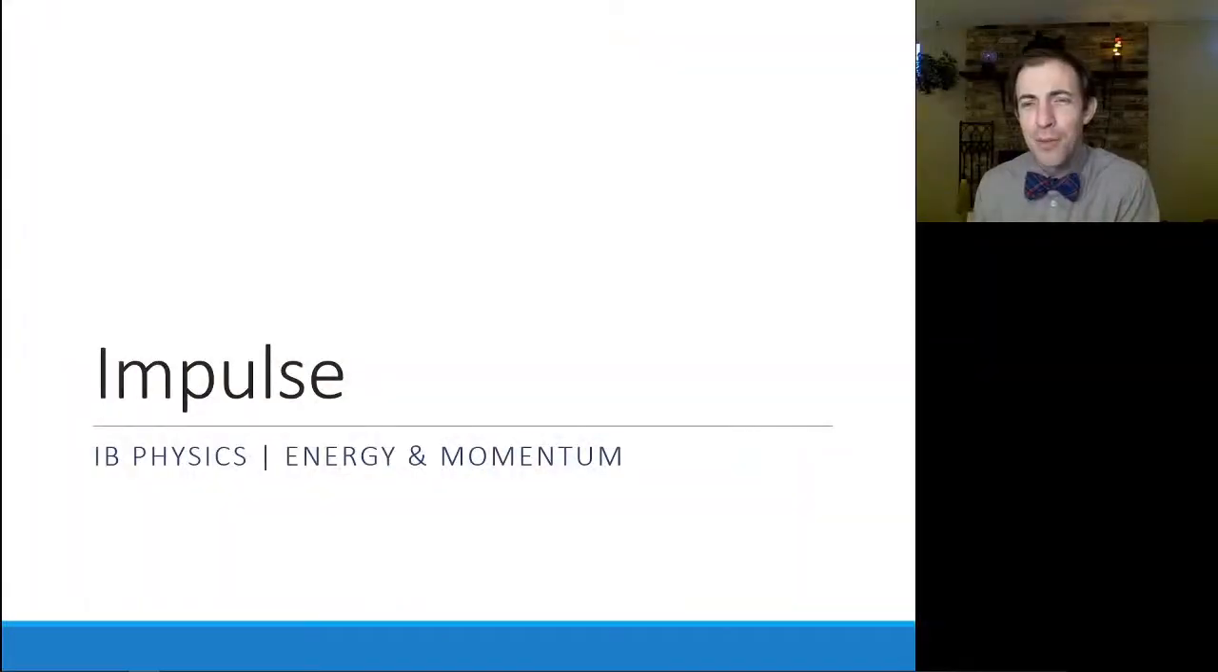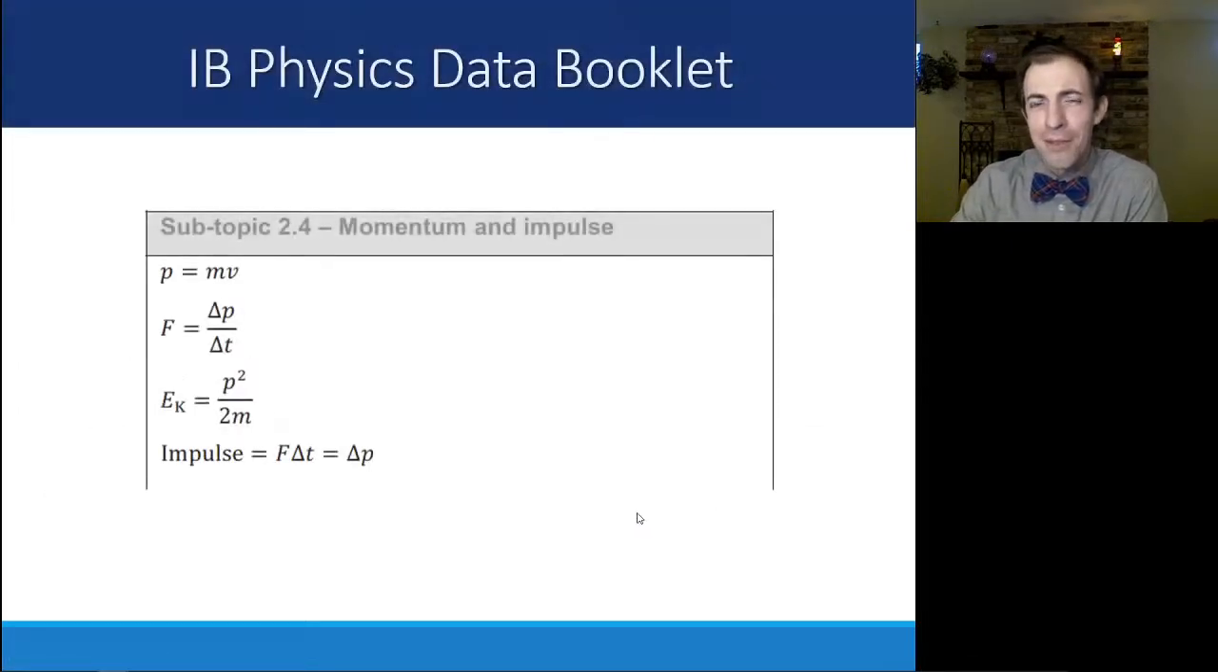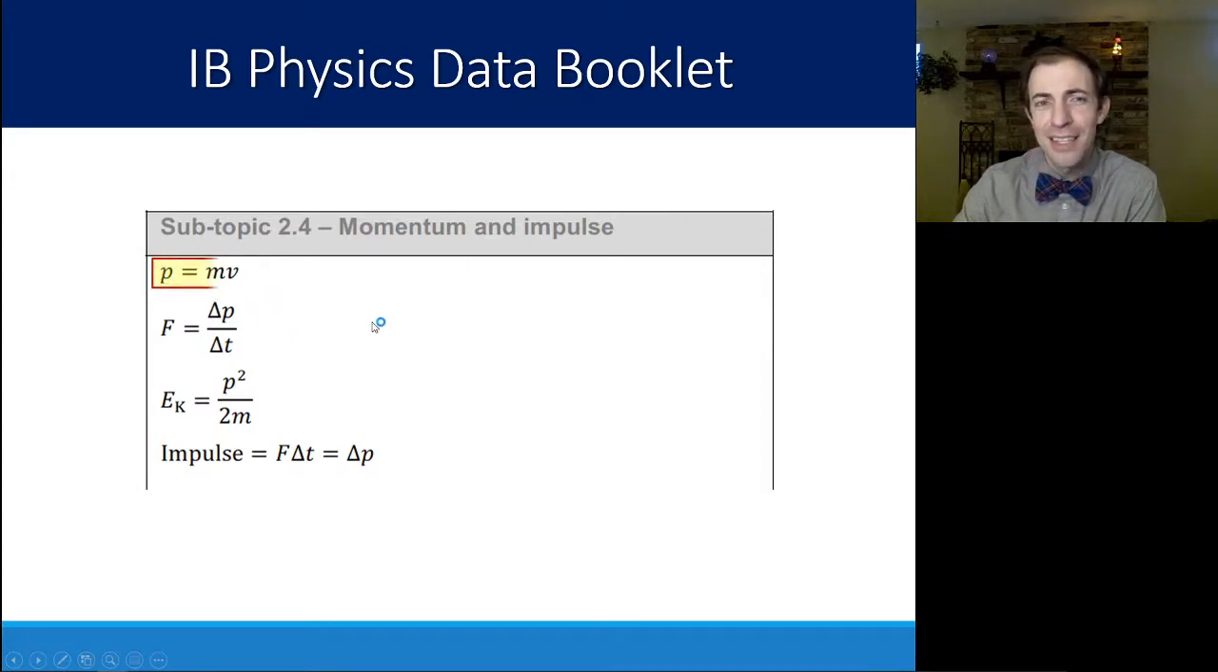So, the way that we get a change in momentum is through a property known as impulse, and that is our focus for this particular video. Before we talk about impulse, just a reminder of the equation for momentum. Remember, momentum has the symbol lowercase p. p is equal to mass times velocity. So that is the equation that we'll be using in this video as well.